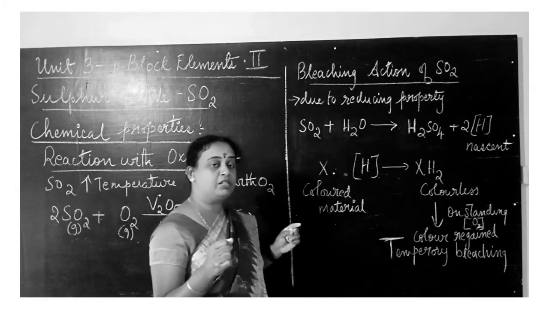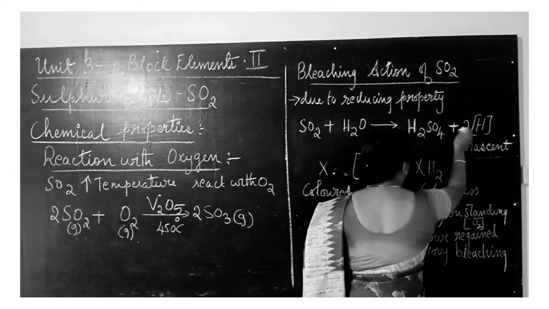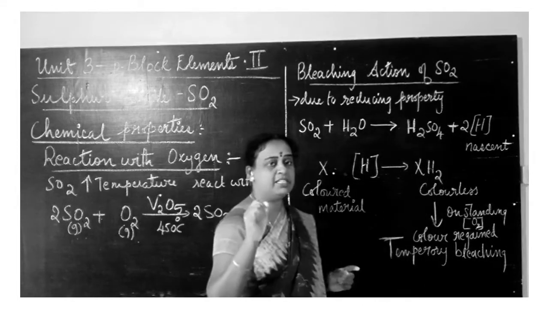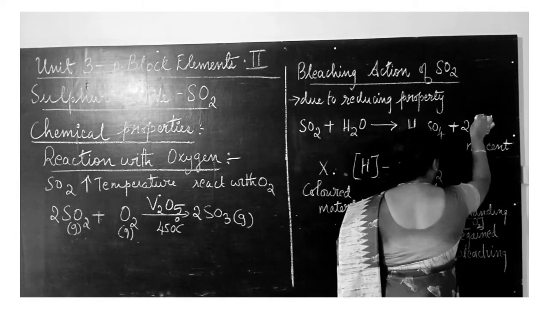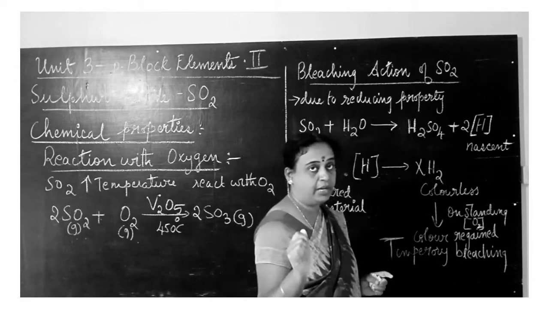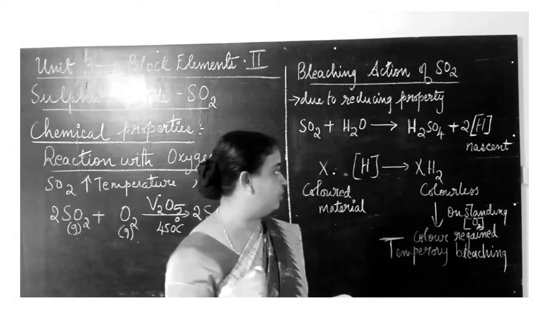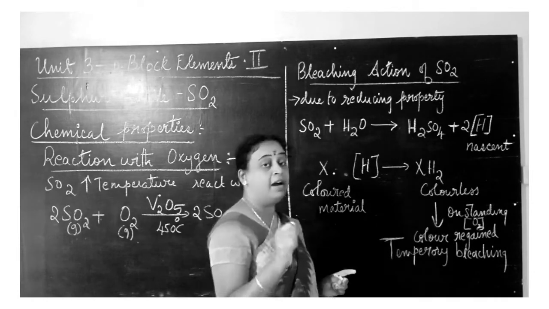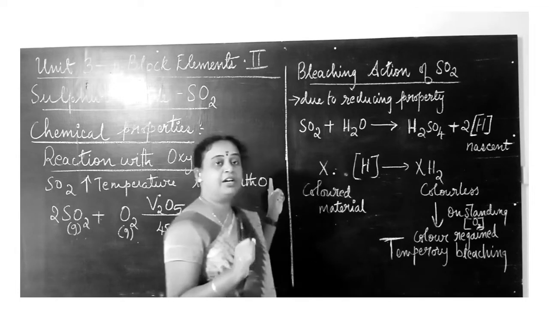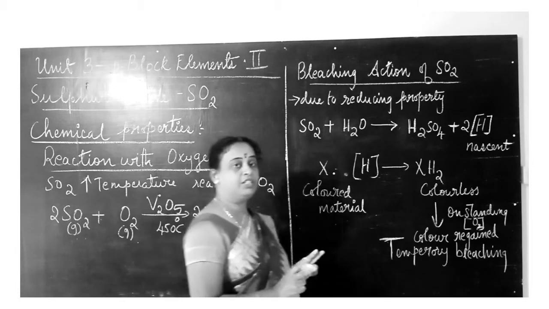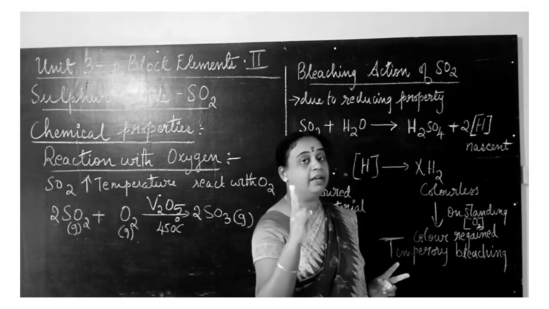Sulfur dioxide in the presence of water reacts to form sulfuric acid and 2 hydrogen atoms. So the 2 hydrogen atoms are nothing but nascent hydrogen atoms. The 2H given in the bracket, this bracket indicates it is nascent. Nascent means a vigorous reaction takes place. So nascent hydrogen is highly reactive. Sulfur dioxide in the presence of water reacts to form sulfuric acid and 2 nascent hydrogen atoms, which are highly reactive.